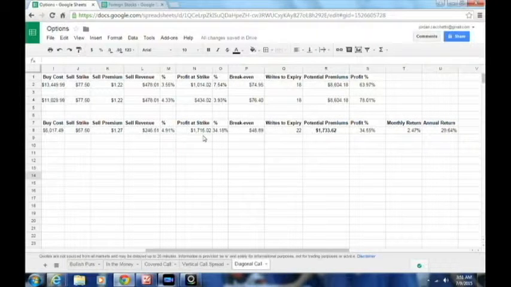$1,715, which was a return of 34%. Now this amounted to 2.47% monthly, or just under 30% annually. So that's a pretty good return for this strategy. And again, that's after all commissions.